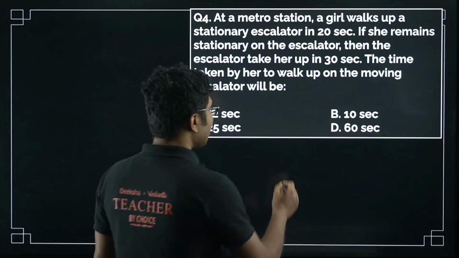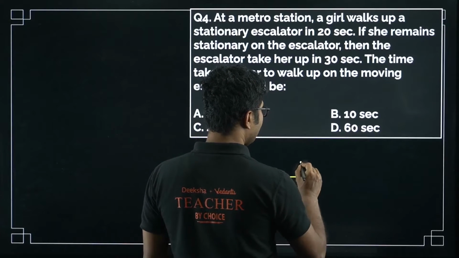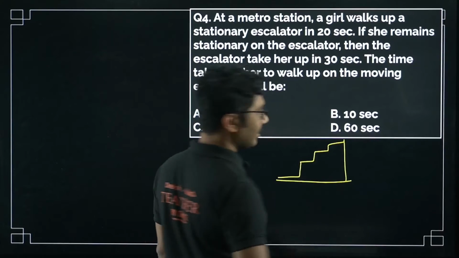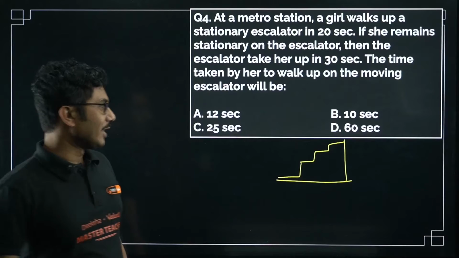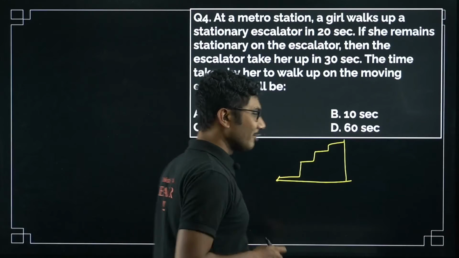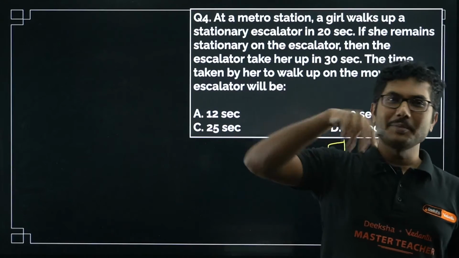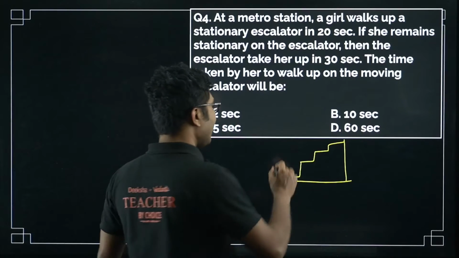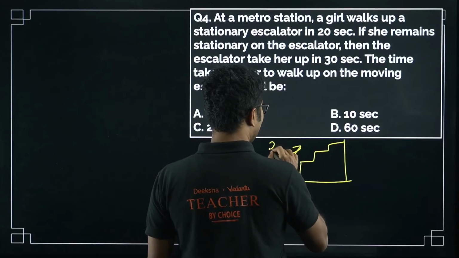So first, you have all been to a shopping mall, right? There is an escalator. Like the escalator in the railway station, they don't always work. You have to either walk up or climb down, right? So if the escalator is not working, the girl takes 20 seconds to walk up.